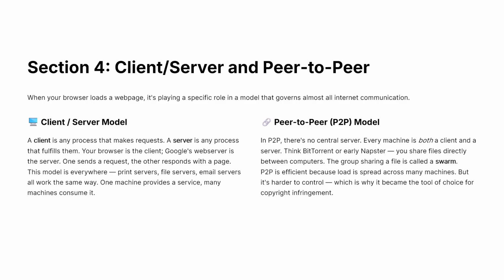One machine provides a service. Many machines consume it. The other model is peer-to-peer, or P2P. In this model, there's no central server. Every machine is both a client and a server. Think BitTorrent, or early versions of Napster. You share files directly with another person's computer. The collection of peers sharing a single file is sometimes called a swarm. P2P is efficient because the load is spread out. You're not hammering one server. But it's also harder to police, which is why it became the favorite tool for copyright infringement.